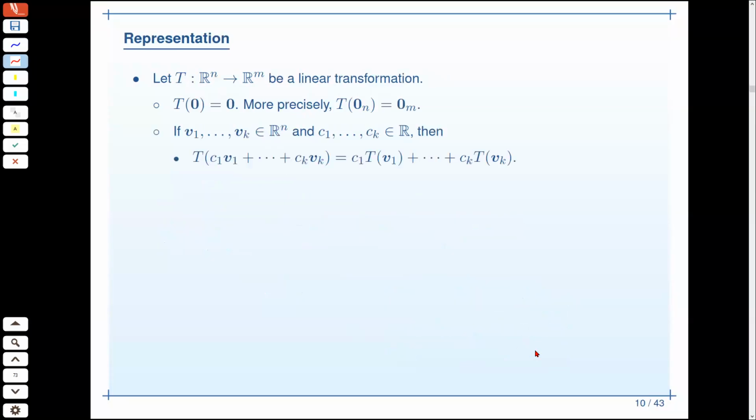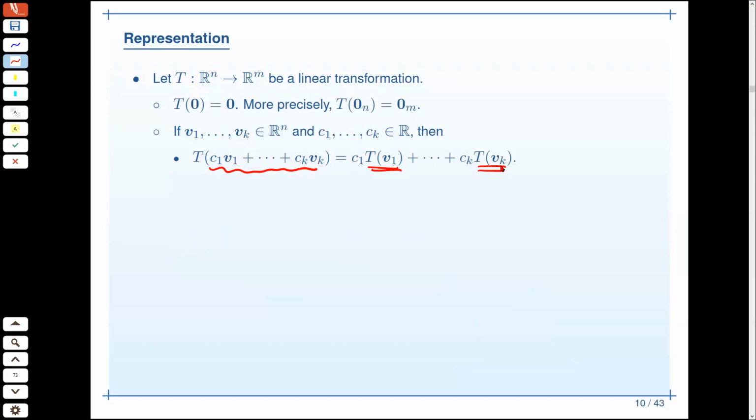So just a conclusion. Let T be a linear transformation from Rn to Rm. Just a summary: T will send the zero vector to the zero vector. More precisely, T will send the zero vector in Rn to the zero vector in Rm. And if you have a collection of vectors in Rn and a collection of real numbers in R, then T will send the linear combination to the linear combination of the images. You can split the sum and bring the constant outside.